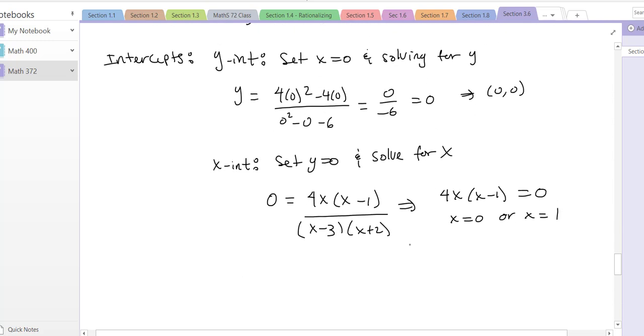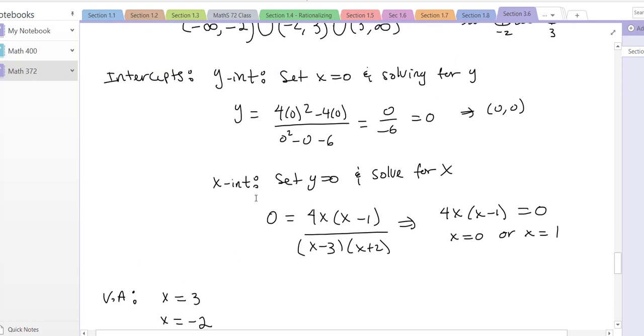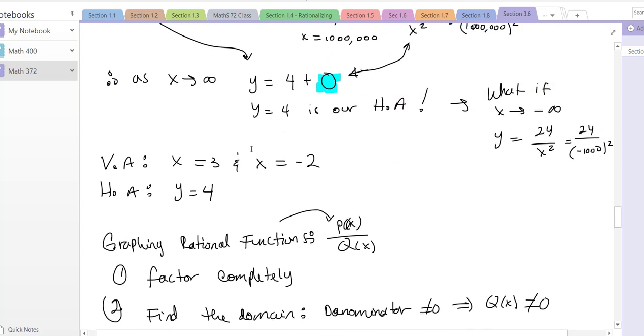And we already have our vertical asymptotes from above. What did we find them to be? It was the same as our domain, right? The vertical asymptotes were x equal to 3 and x equal to negative 2. So from our domain, but also way up here when we find our vertical asymptotes, x equals 3 and x equals negative 2. Now we need to see what's happening around those.